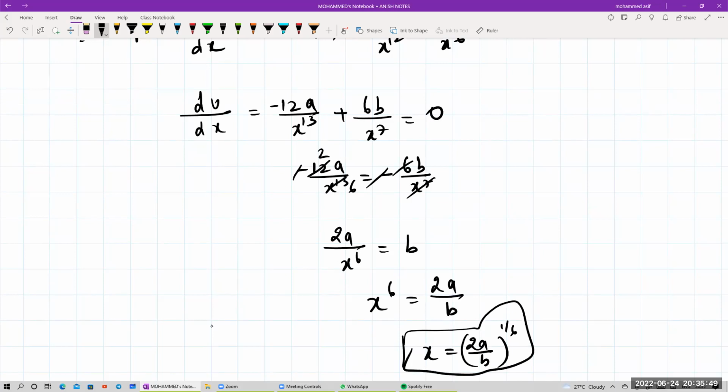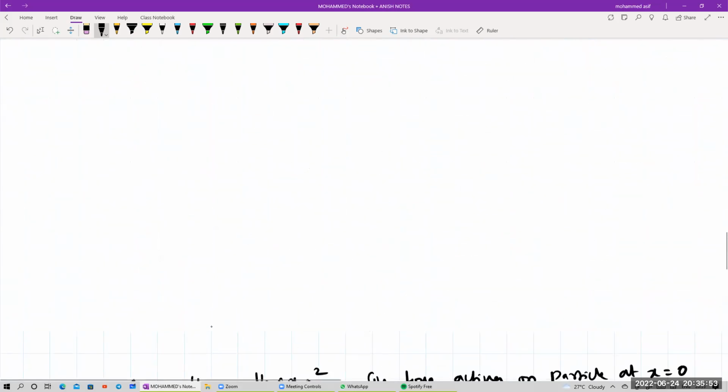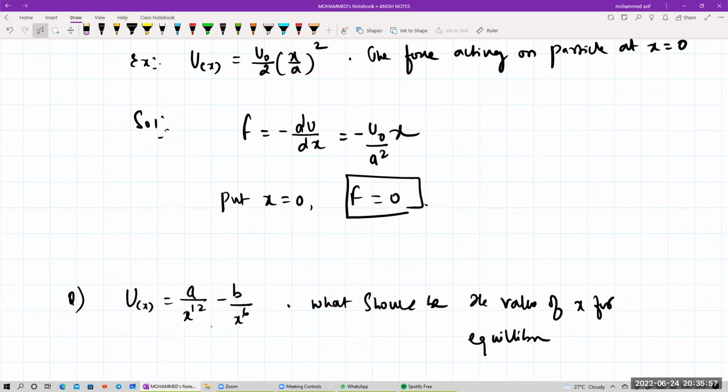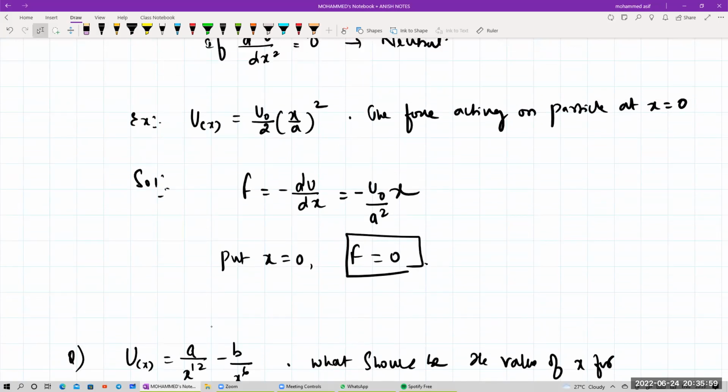Got it? Yes, sir. So I hope you got one basic idea how to do the problems when forces are being given, as well as when U is also given for you. It is one of the important areas. They have asked twice in this kind of model basically.